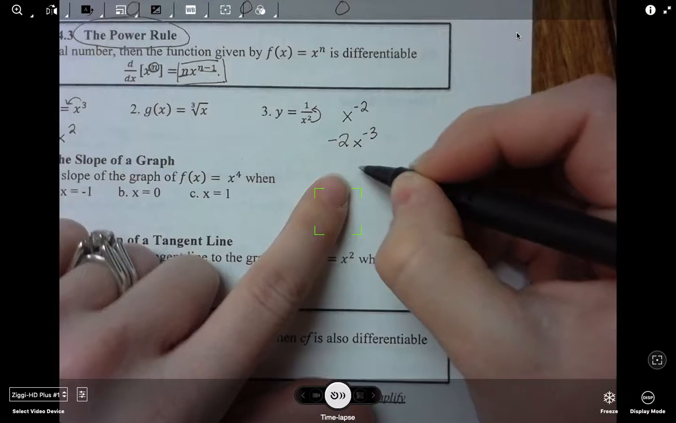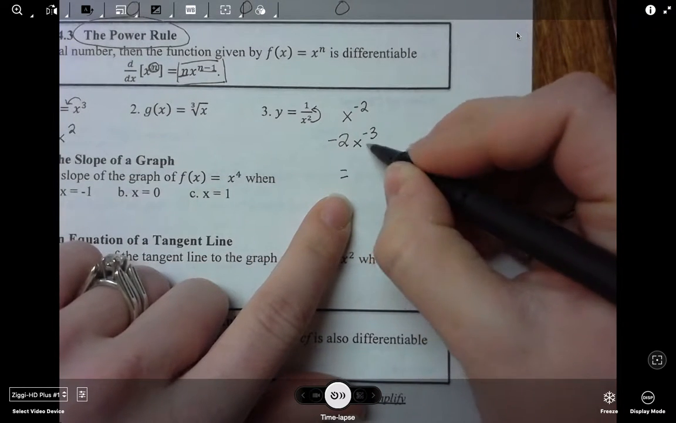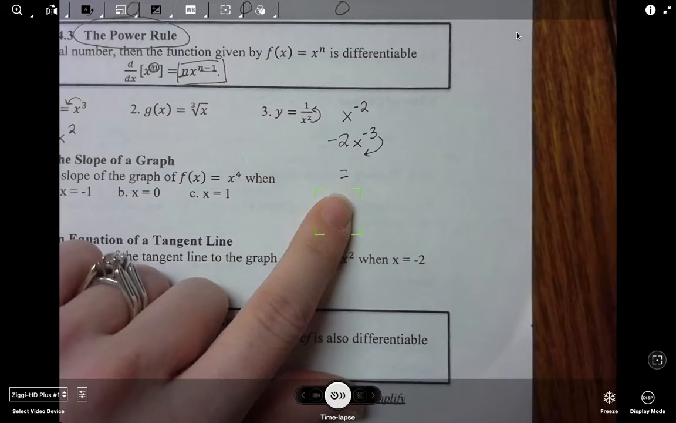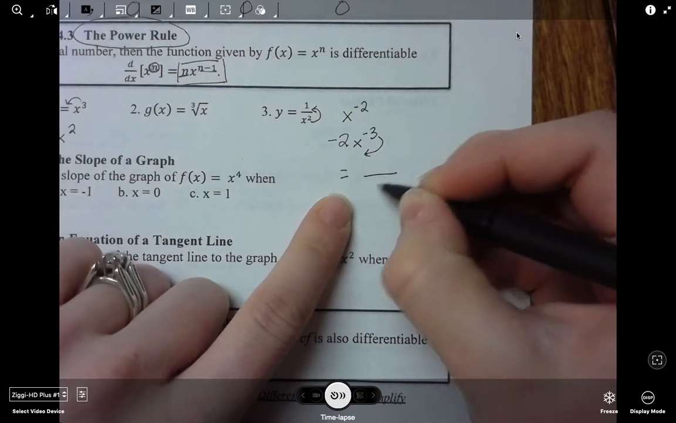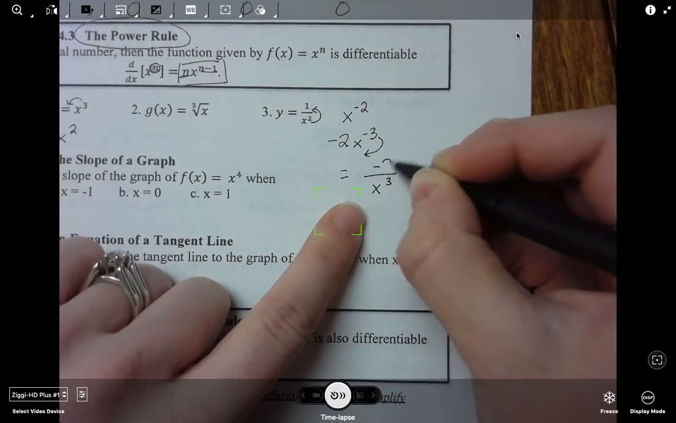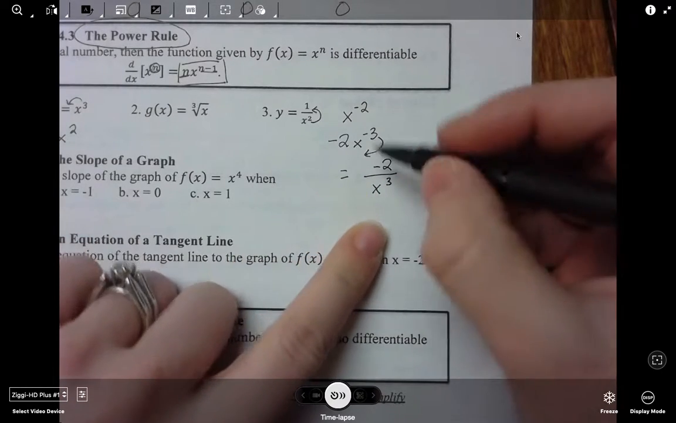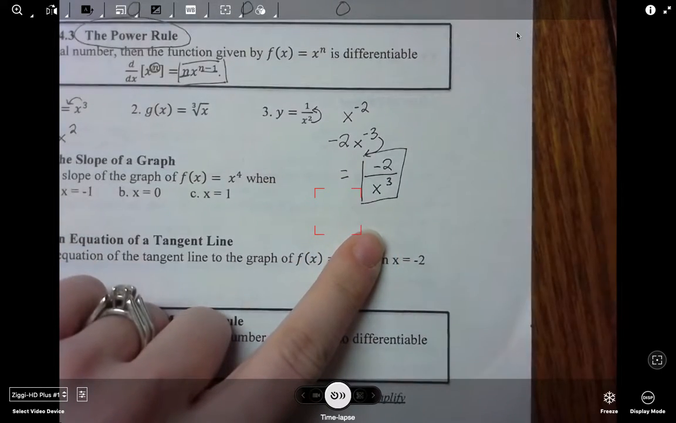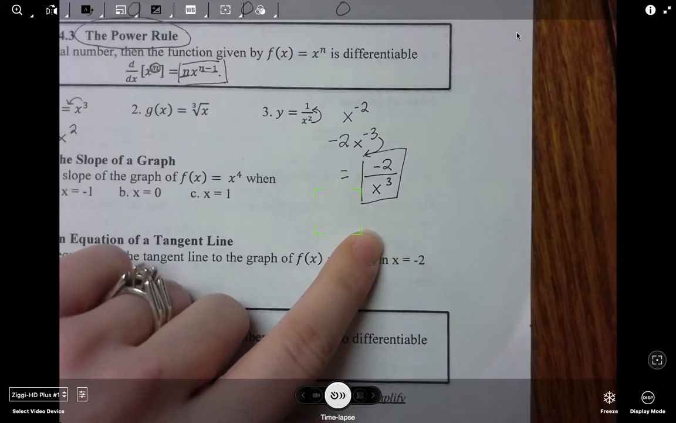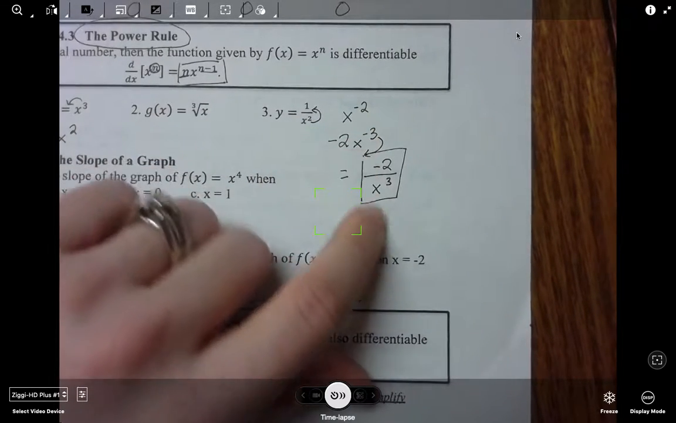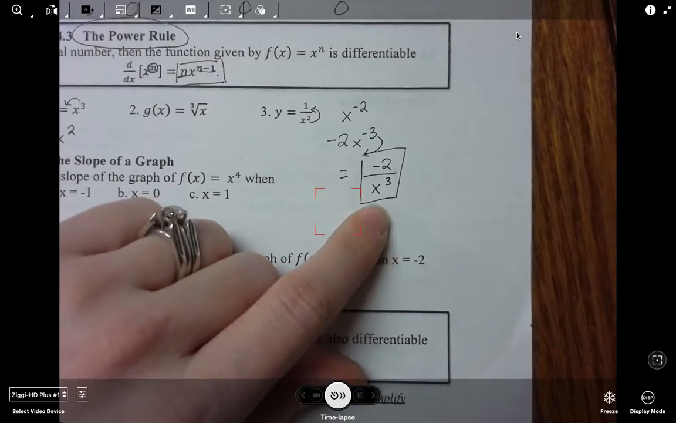And then I want to rewrite him so he's nicer again. I'm going to bump him back down to the denominator to make the exponent positive, x to the positive third power. Negative 2 will stay in the top, and x to the third power will go back down to the bottom, and that's what his derivative will look like. So even though his exponent became negative, he was still okay. He was nice to deal with.